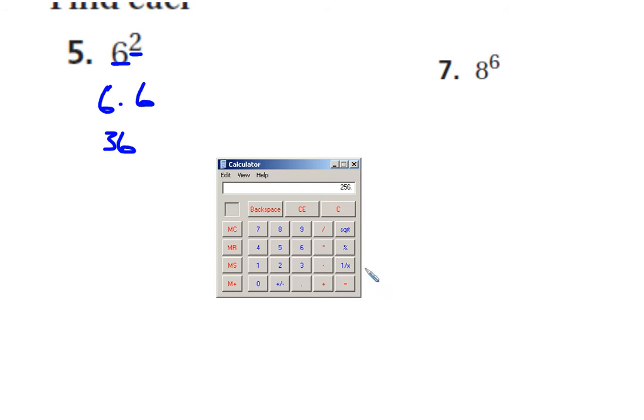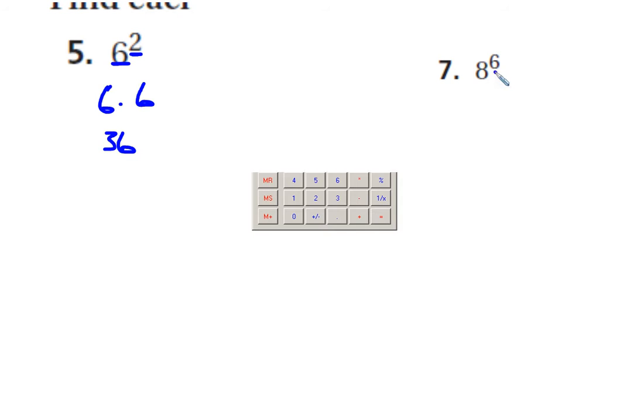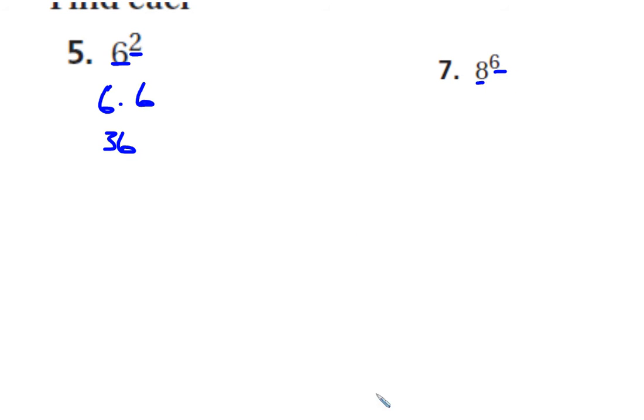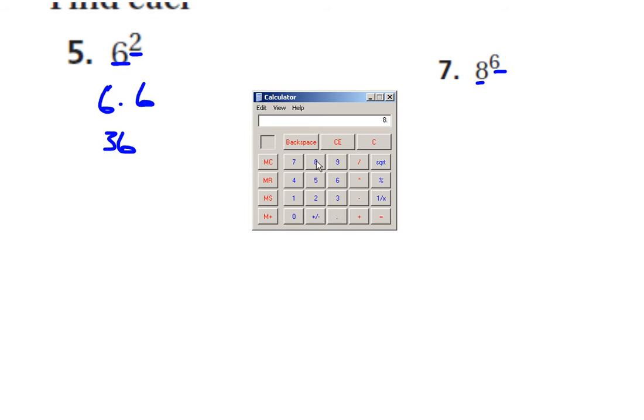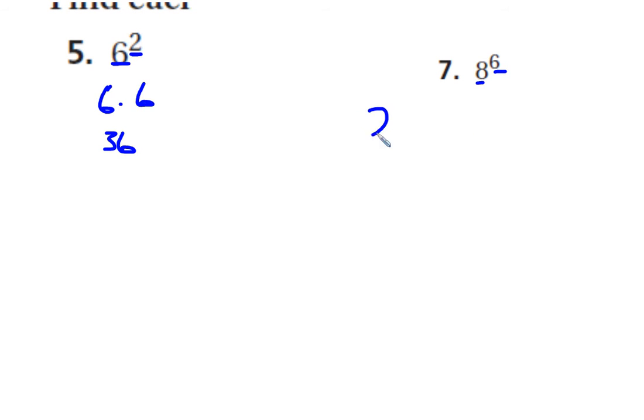We did use calculators today, and we're going to look at this one. 8 is a factor 6 times. Our base is 8, our exponent is 6. So it's 8 times 8 equals 64, then times 8 to the 3rd, times 8 to the 4th, times 8 to the 5th, times 8 to the 6th. That was our little shortcut. And I end up with 262,144.